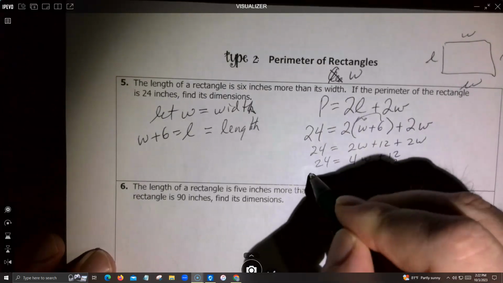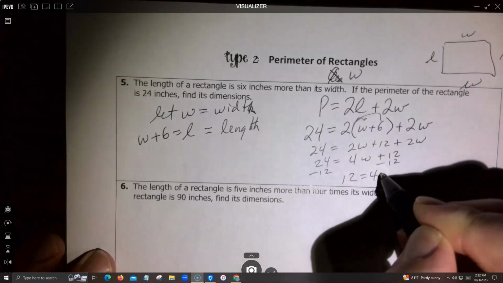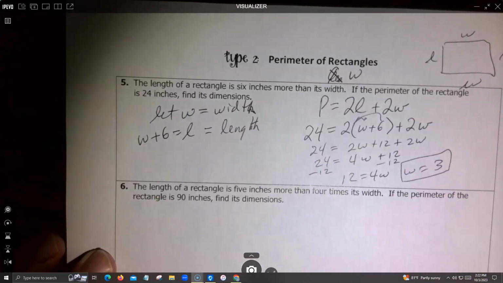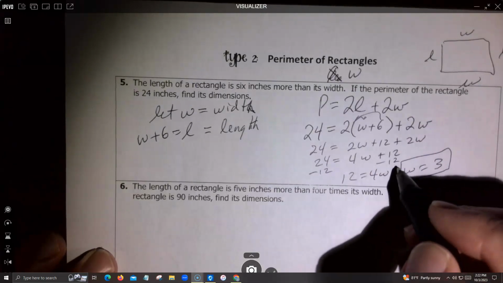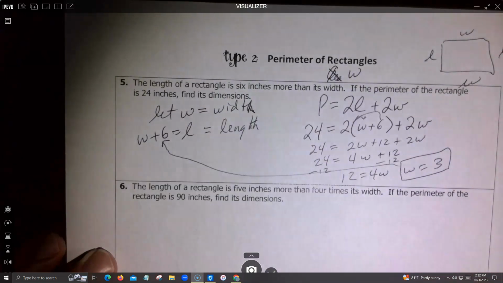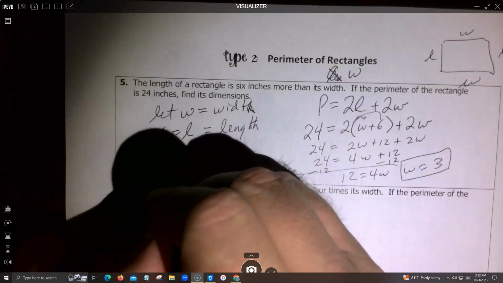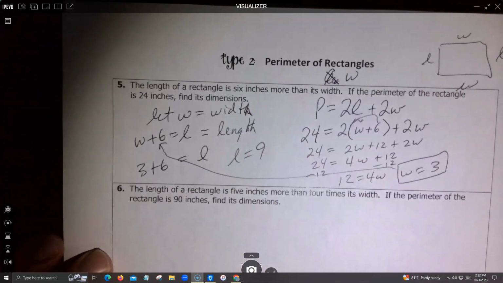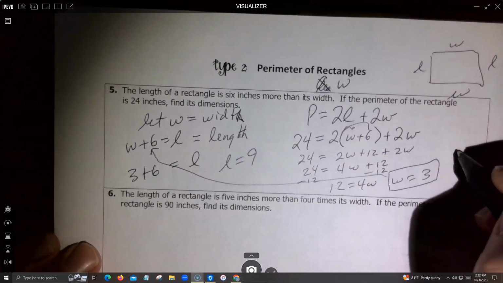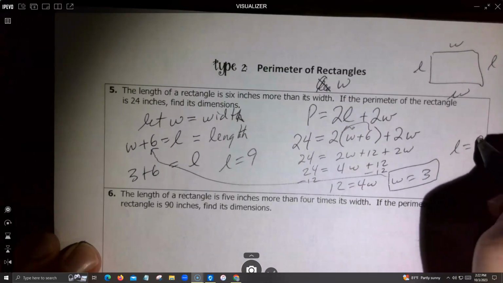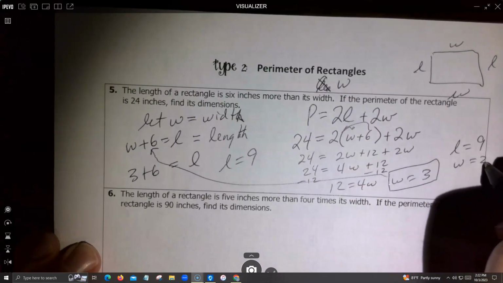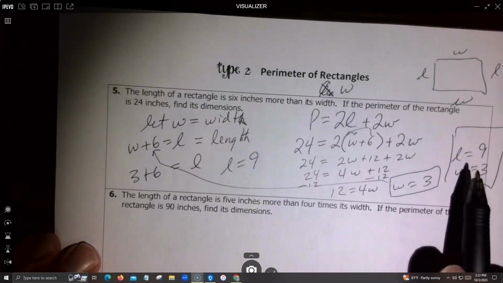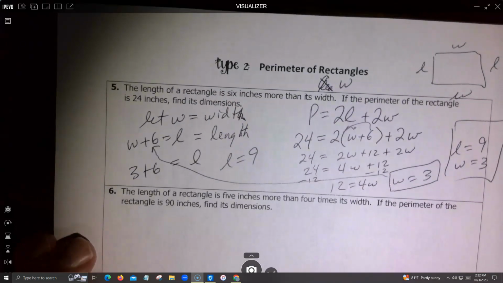Subtracting 12 from both sides: 12 equals 4w. So w equals 3. All right, so w is equal to 3. Again, we go over here and plug the 3 in for the w. So 3 plus 6 equals the length. So the length is equal to 9. Our dimensions are: the length equals 9 and the width equals 3. And again, if I were to add 9 plus 9 plus 3 plus 3, I will get 24. And that's how you do it.